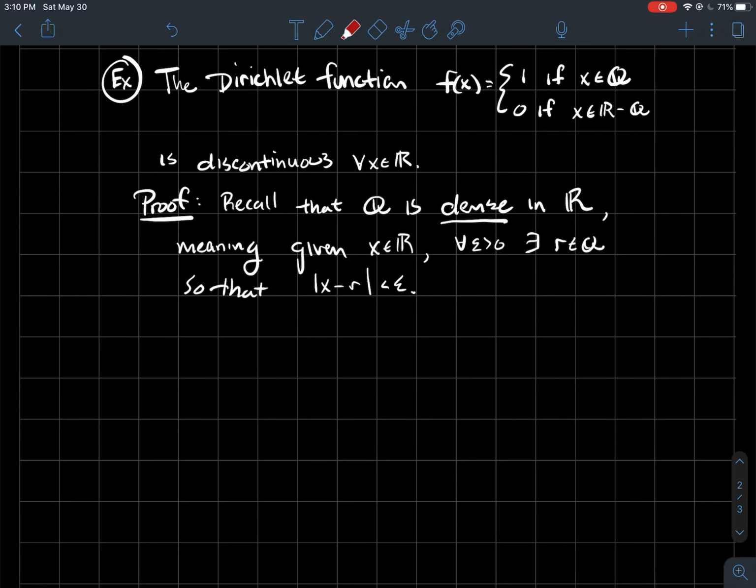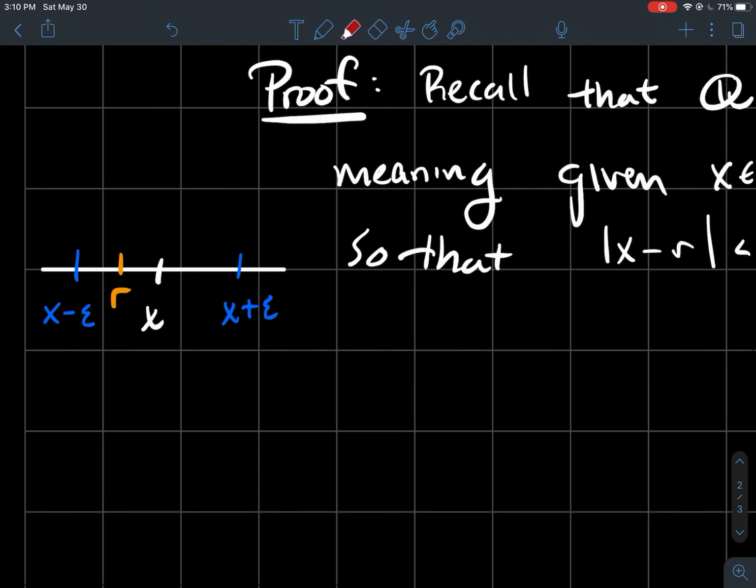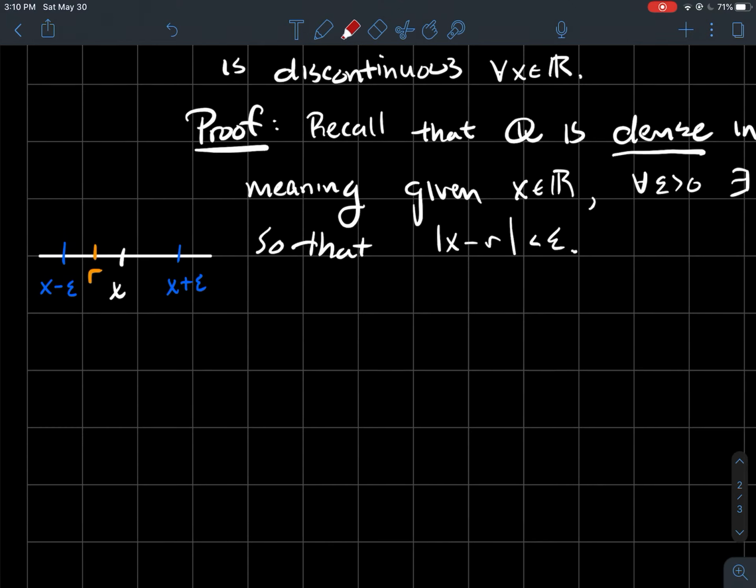And what did dense mean? I'll give you one idea about what dense meant. That means that given any real number x, for any epsilon, there should exist a rational number that is within epsilon of x. To give you a picture of that, if I was on a number line and I plop down any x that I like, and I put any blue window around x that I like, I'm guaranteed to find some rational number inside that blue window. I don't care how tiny epsilon is, there's guaranteed to be some rational number, in fact infinitely many, inside of that window.